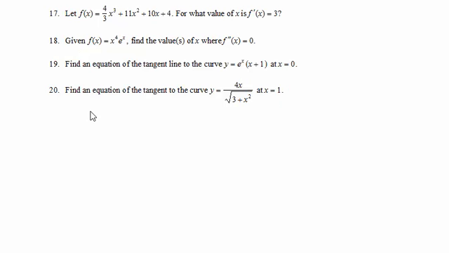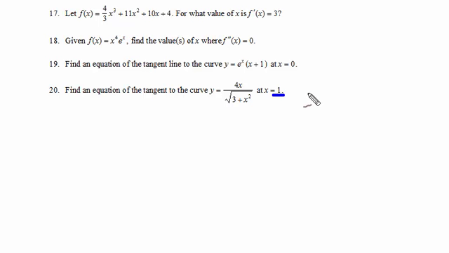And number 20: to find an equation of the tangent line of the curve at x equals 1. Same exact steps, maybe a slightly more complicated function. This is a quotient, so it would require the quotient rule, and possibly the chain rule inside. So it's a little bit more involved, but only in terms of finding the derivative of the function, and then finding the value, the slope of the tangent line at that point. Okay, so let's do it.